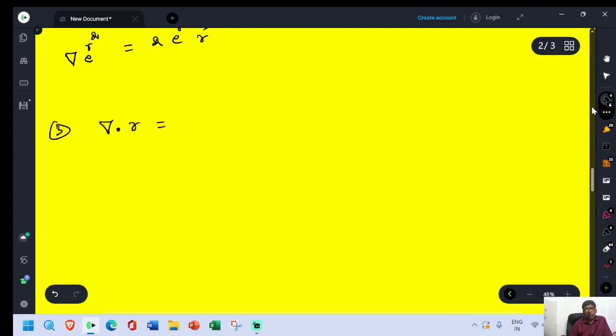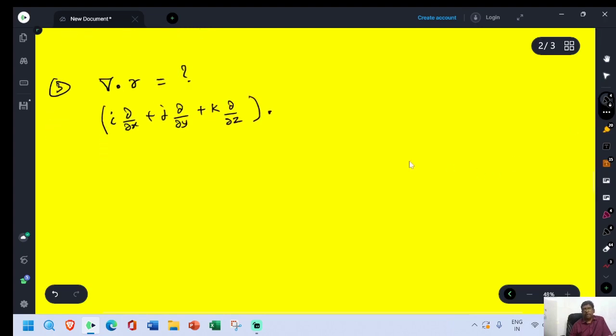Del dot r equal to what? We have to prove del dot r is equal to 3. We know the gradient operator: i into ∂/∂x plus j into ∂/∂y plus k into ∂/∂z. This is gradient. If divergence, we have to take the dot product of two vectors. Del dot is called div of a vector, and it is a scalar. See, i into x plus j into y plus k into z. This is the value of r.